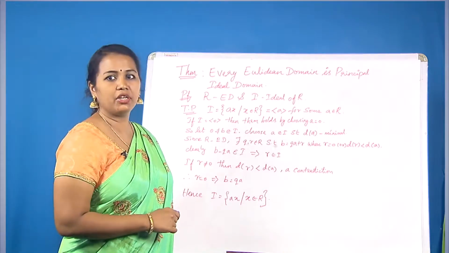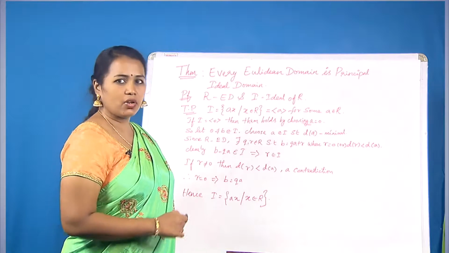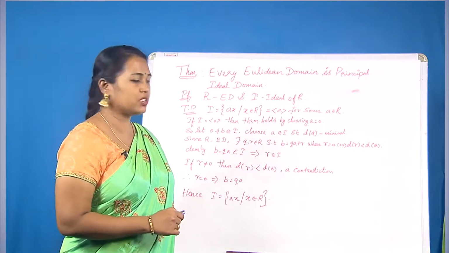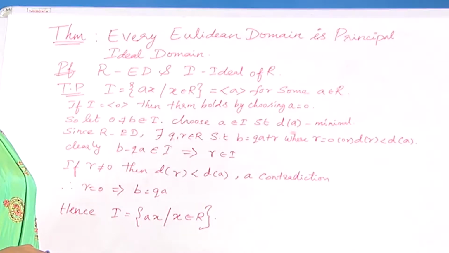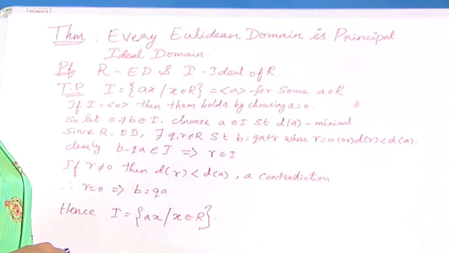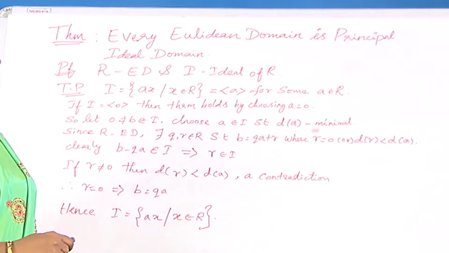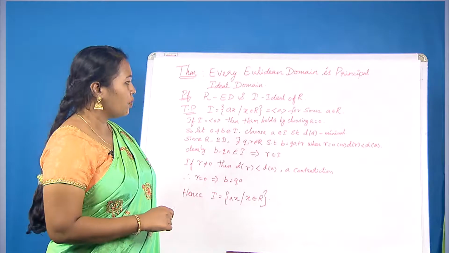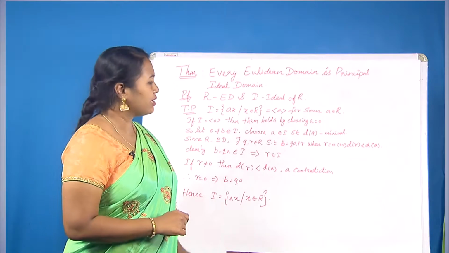So there is going to be a Euclidean valuation and there is an order allowed there, and therefore it is possible to choose the smallest possible value such that D of A is the minimum value. So we take the minimal value here, and that is going to be the minimum. So no other value is going to be less than this D of A.